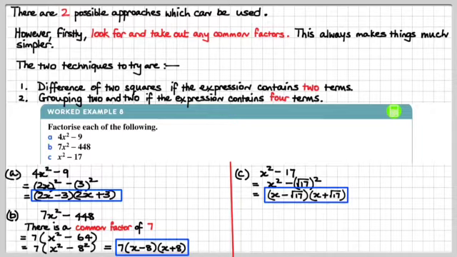Okay, so this is the difference of 2 squares approach. Remember, you try this if you have 2 terms and you can make them into squares, and one is taken away from the other. There has to be a minus in between the 2 terms, otherwise it doesn't work. Okay, let's have a look at this.